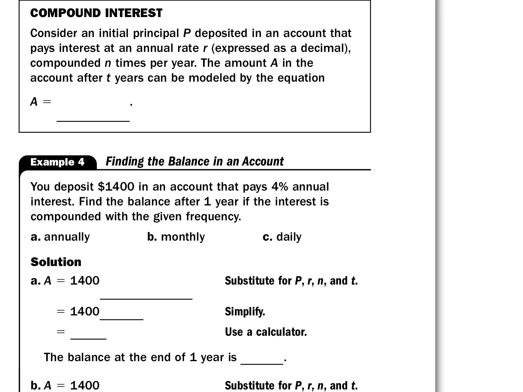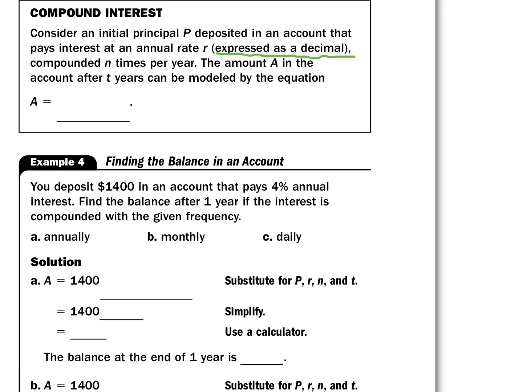If you have an initial principal deposited into an account that pays interest at an annual rate R expressed as a decimal, so that's important. So we're going to again be converting a percent to a decimal, compounded n times per year. So is it compounded monthly, 12 times per year, daily, 365 times per year, weekly, 52 times per year, okay, or it's just compounded once a year.